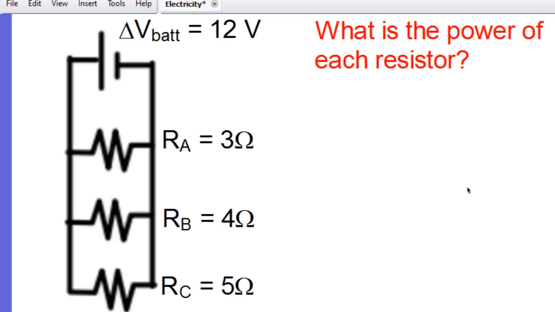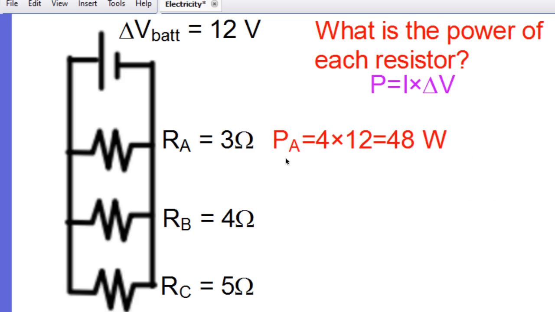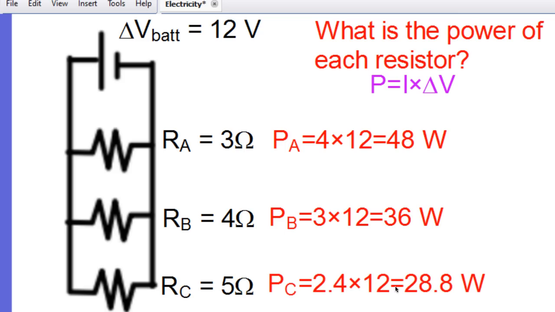So what is the power of each resistor? Well, at this point, you know the current in each resistor, you know the resistance of each resistor, and you know the voltage lost by each resistor. So we're just going to use this equation. The power of resistor A is going to be the current in A, which is 4 amps, times the voltage used up by A, which is 12 volts, giving me a power of 48 watts. I can do the same thing for B, 36 watts, and for C, give me 28.8 watts.